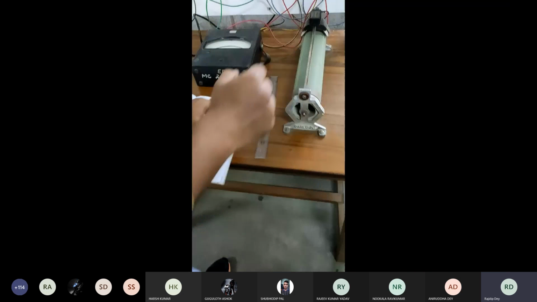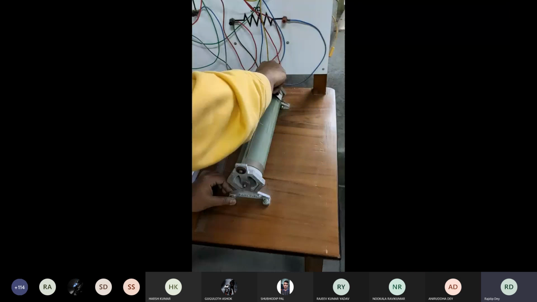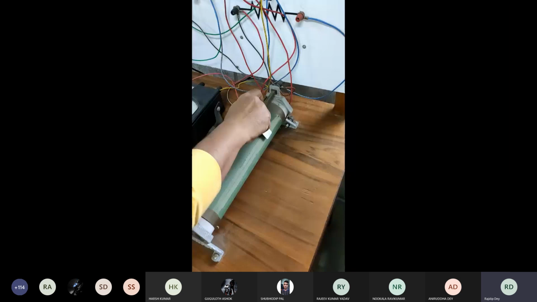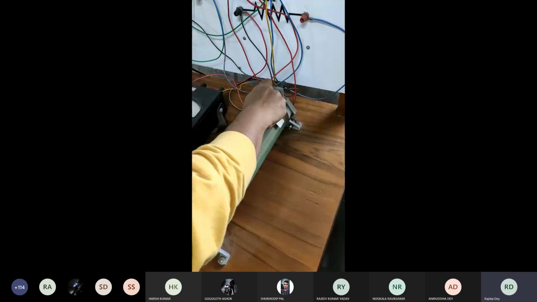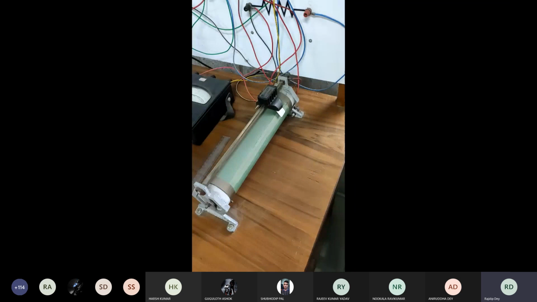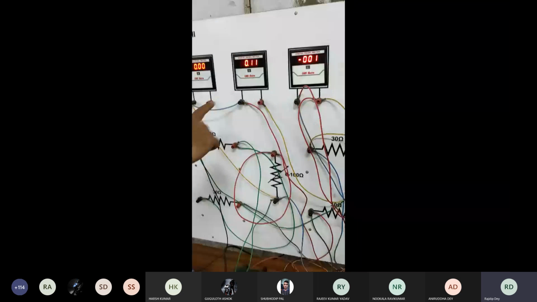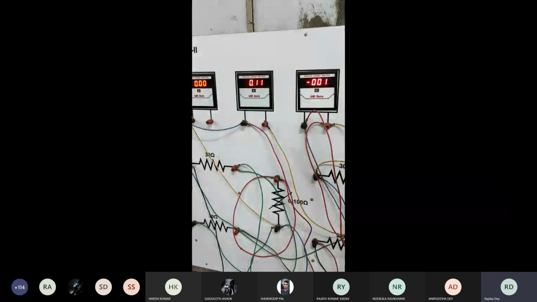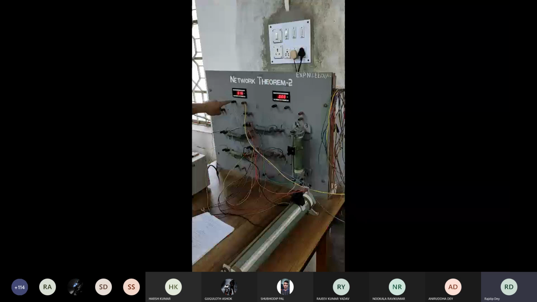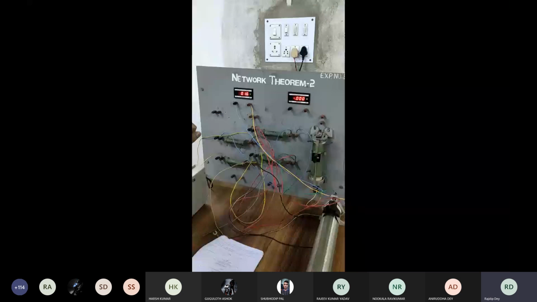Now to take the second reading, we need to shift our resistance a little bit. So suppose up to this. Here we have changed our load, and we'll see that our current and voltage also will change. This current reading is now 0.11, and if we see the voltage reading, it is now 1.6 or 1.7.